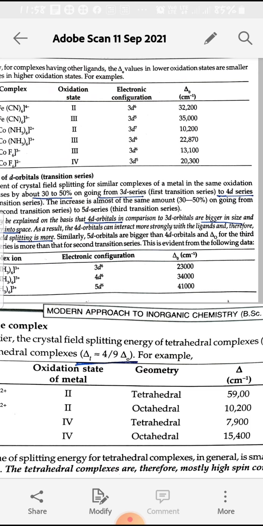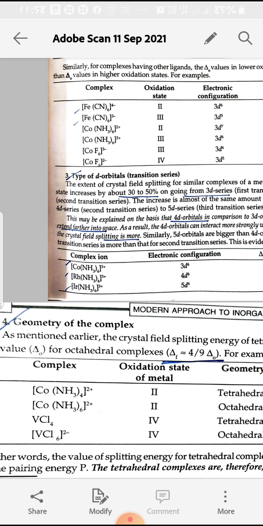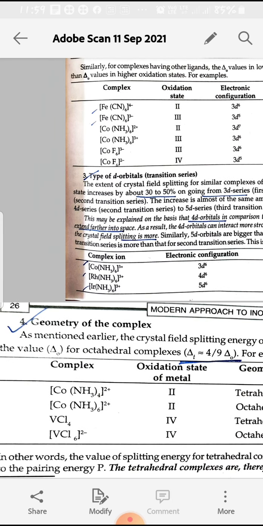Why is crystal field splitting in octahedral greater than tetrahedral? Because there are 6 ligands in octahedral, whereas tetrahedral has only 4 ligands. So the greater the number of ligands, the greater will be the crystal field splitting. Second point, in the tetrahedral case, none of the ligands approach exactly along the axis of the d orbitals. So there will be no direct repulsion, and there will be less crystal field splitting.